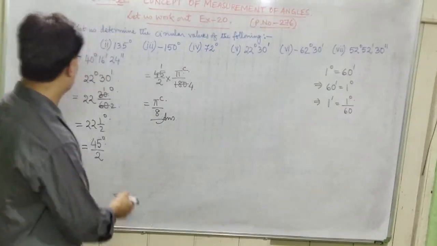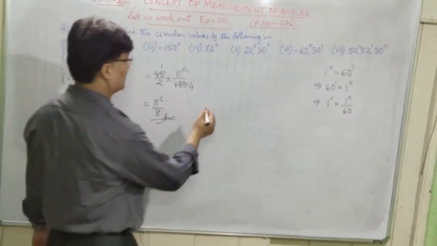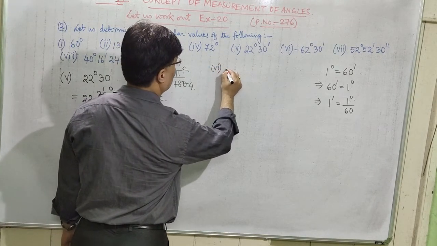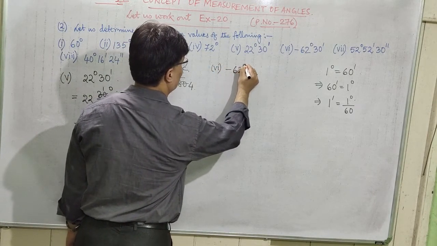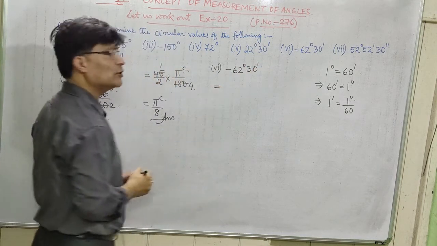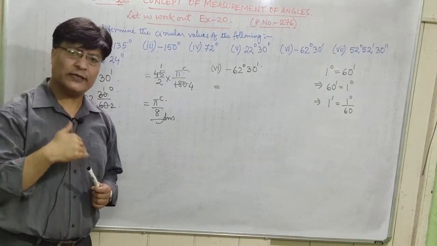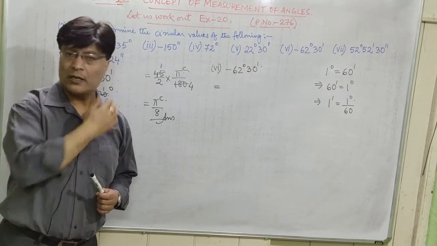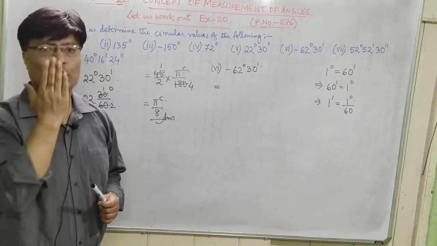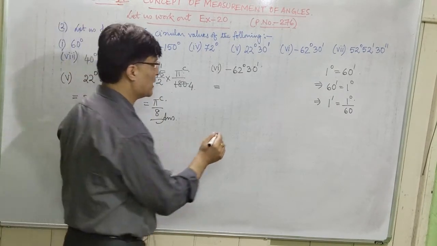Okay. So this is question number 5. Similarly, you can do question number 6. So here question number 6 is, what is it? It is minus 62 degree 30 minutes. In this case also, this minute should be converted into degrees. Whenever you have to convert minutes into degrees, you have to divide that minute by 60. I already told you about that, isn't it?